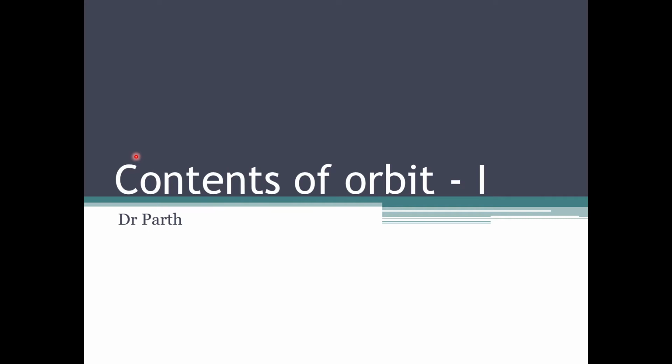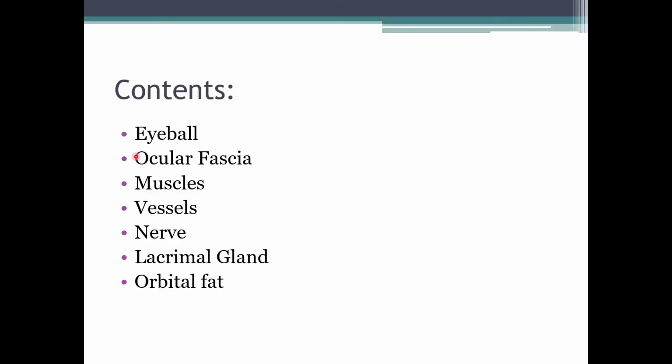They form the orbit. Before watching the lecture, I would request you to first see the demonstration of the orbit. The orbits basically are pyramidal cavities situated on each side of the root of the nose, and they provide the sockets for the rotatory movements of your eyeballs. First of all, let us see the contents of the orbit.